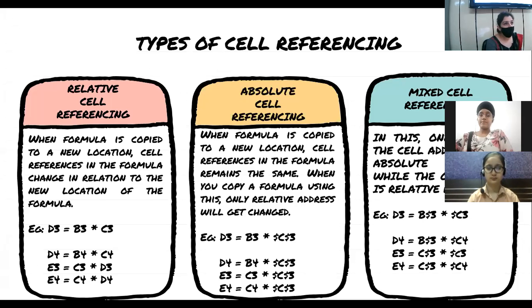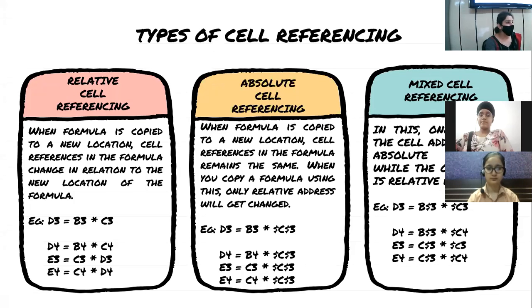So in the absolute, we will mark $ in front of the row number also and in front of the column letter also. So there will be $ in the absolute cell referencing. You can look at the example now, $C$3. Clear? $C$3. This is absolute because there is a $ sign in front of the row also and the column letter also.